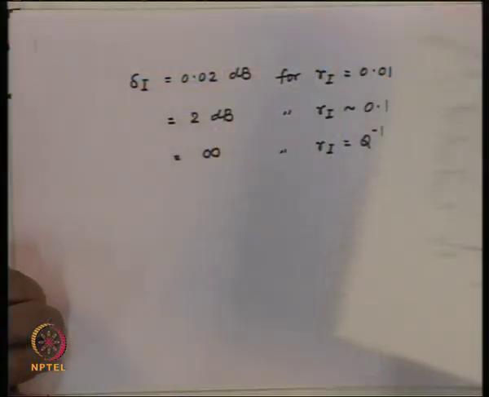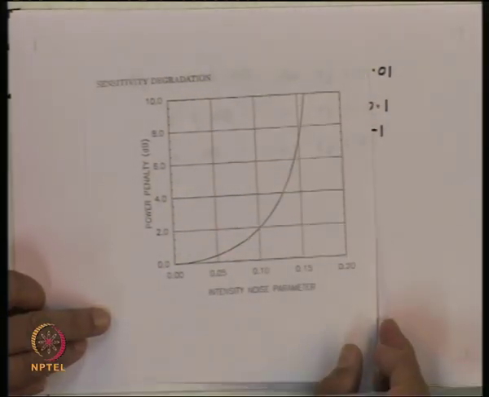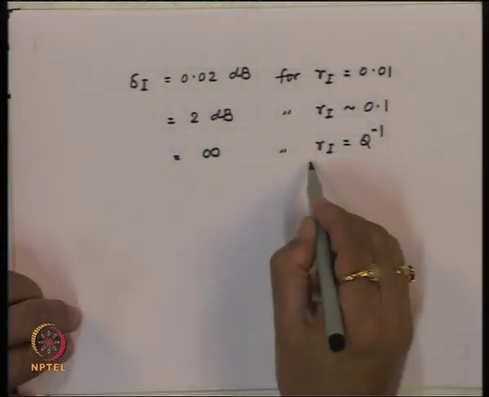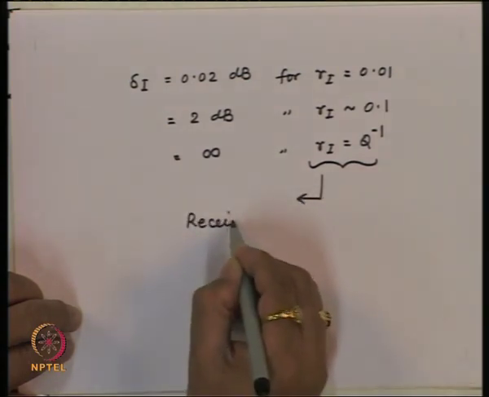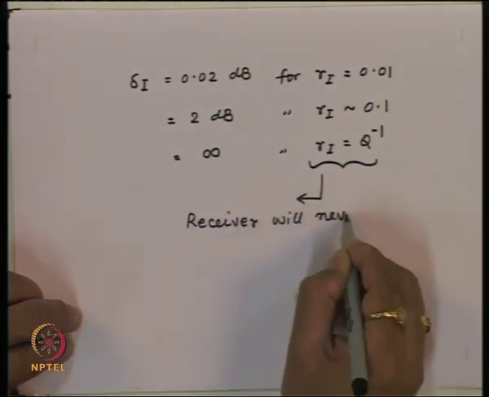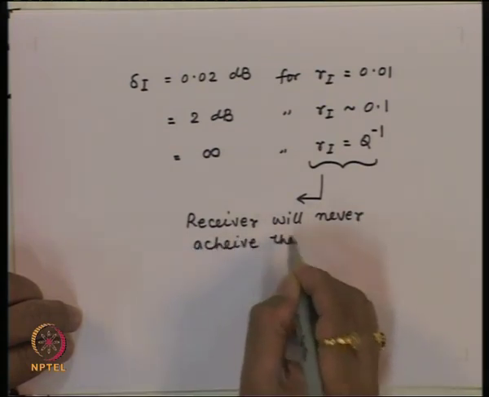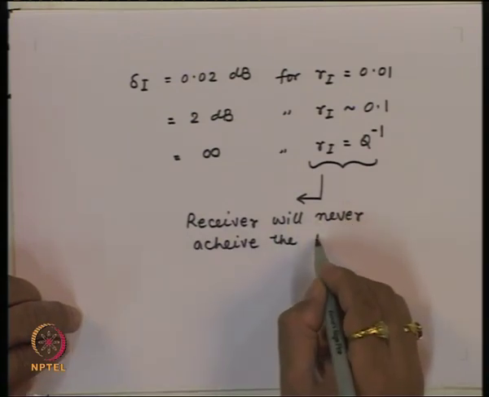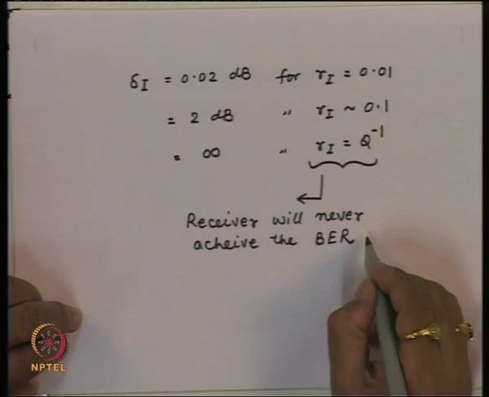That is what essentially is shown by this plot, which very steeply increases as the relative intensity noise increases. So, we say that for this value, the receiver will never achieve the BER required.